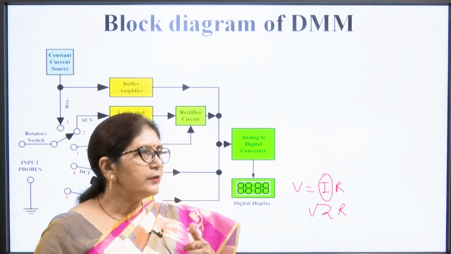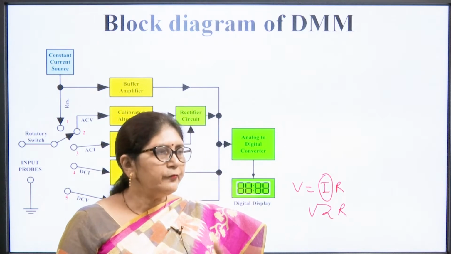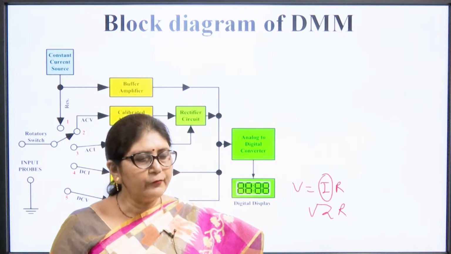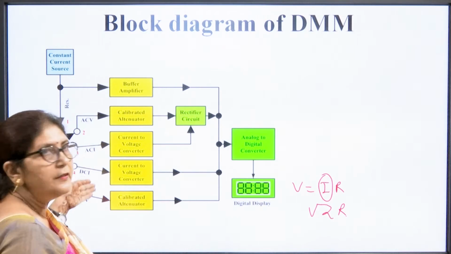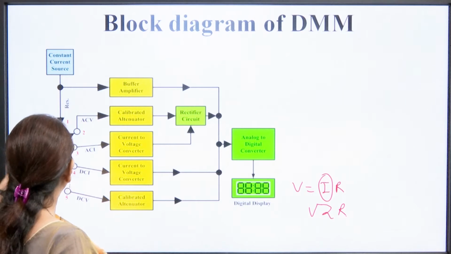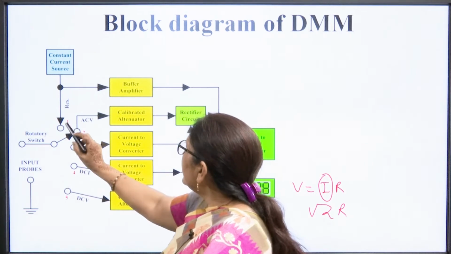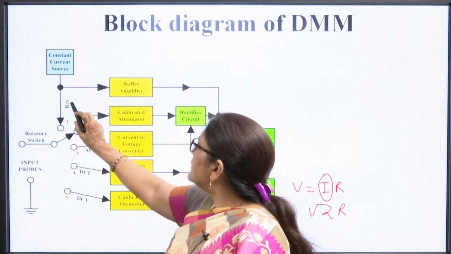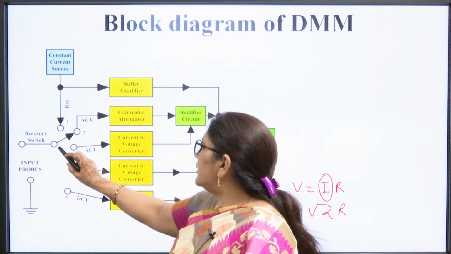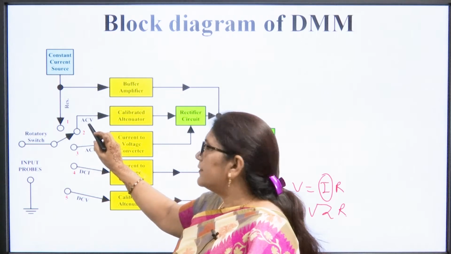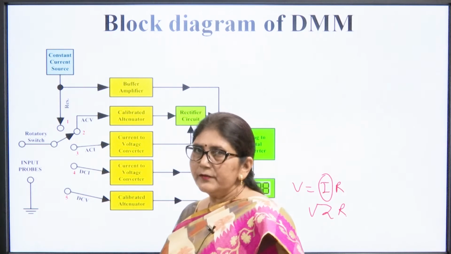Similarly, if we want to measure current, we need a voltage drop across a resistance, so we need a standard value of resistance for this purpose. There is a selector switch, a rotary switch, that selects the value. The first position is resistance, where it measures resistance. At the next position it measures the AC voltage. Similarly, there are the AC current, DC current and DC voltage positions.